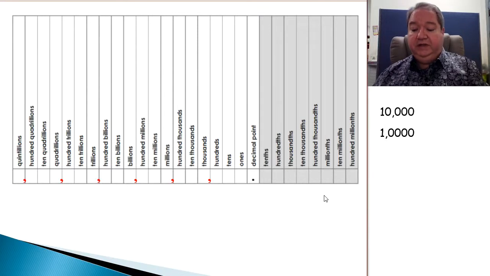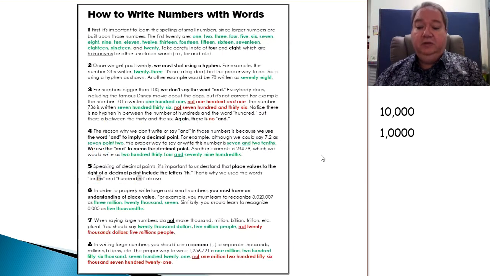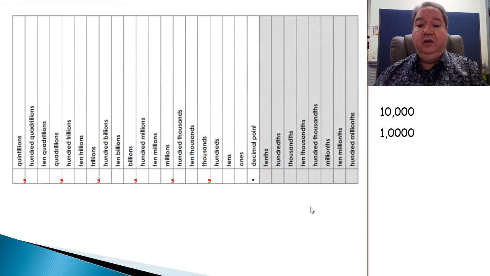So with that previous handout, with how to write numbers with words, with the spelling, the punctuation with hyphens and with commas, make sure that you go through that very carefully. Review that if you need to. Go back and watch that video, as well as the video for the place value chart.